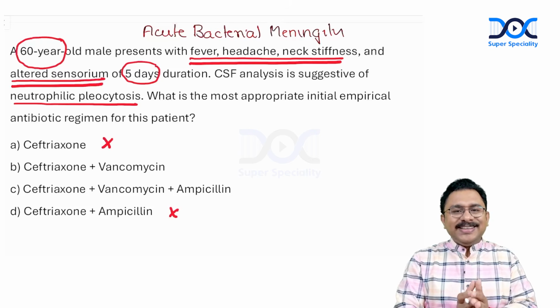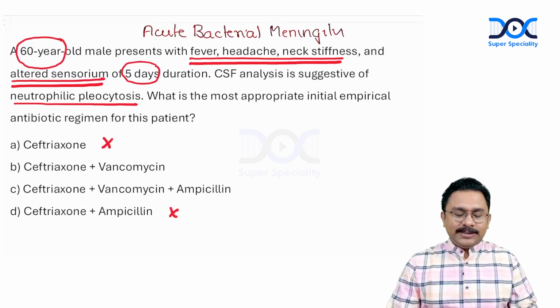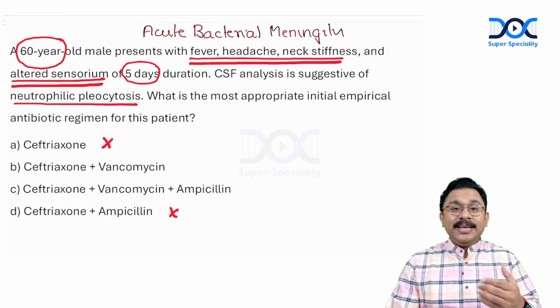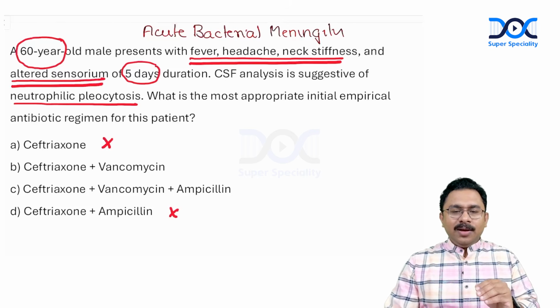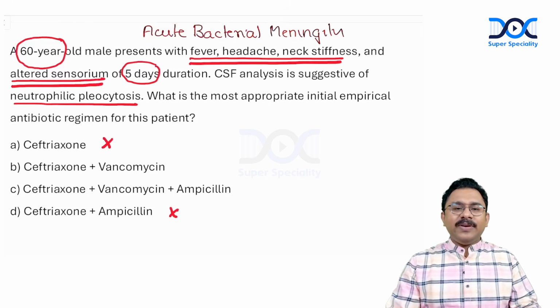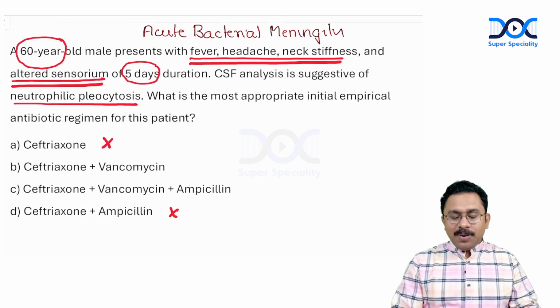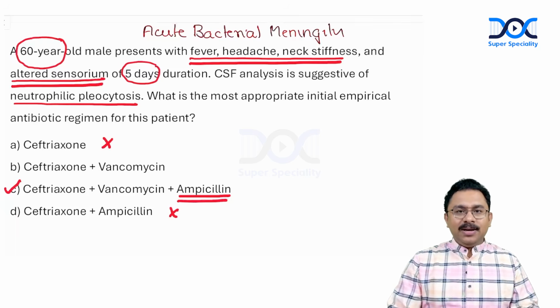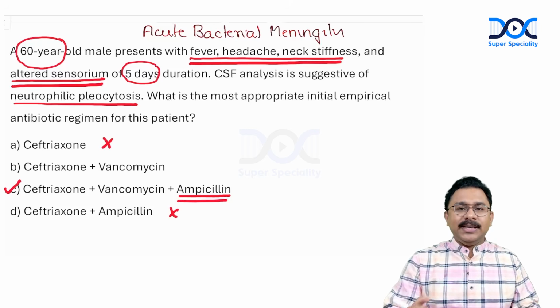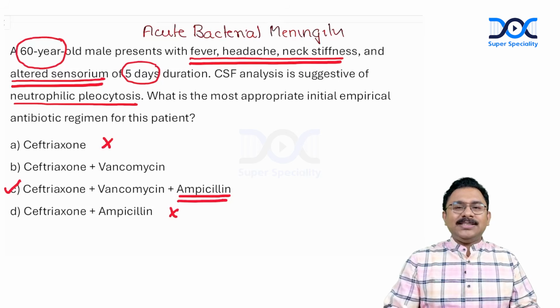So do you think these two antibiotics alone might suffice? This is where again you have got to look at the age. Since Listeria monocytogenes is also in strong consideration, you need an antibiotic that can deal with it as well. But ceftriaxone and vancomycin, both of them are not very effective against Listeria monocytogenes, but ampicillin is. So you will have to give a triple drug therapy consisting of ceftriaxone, vancomycin, as well as ampicillin. Option C will be the best answer for this question.